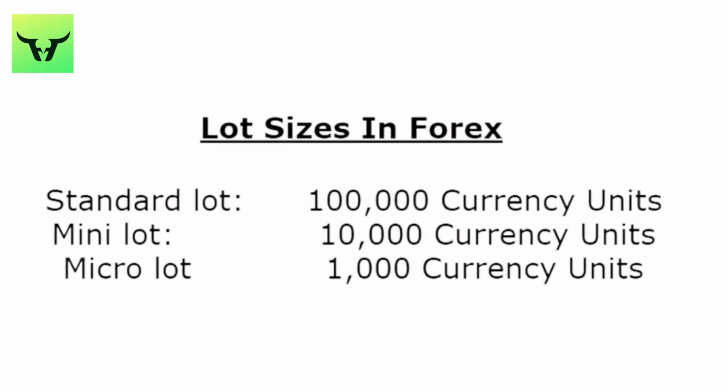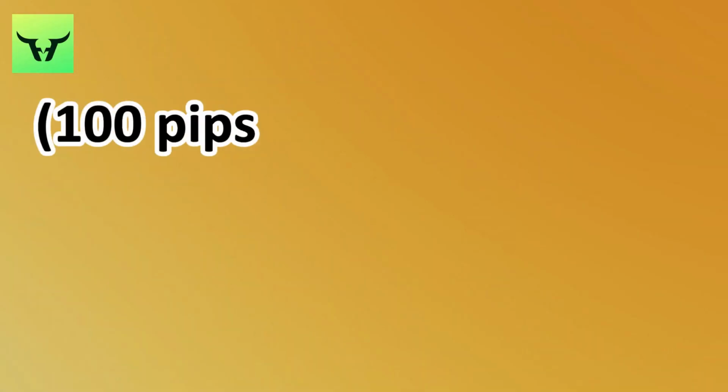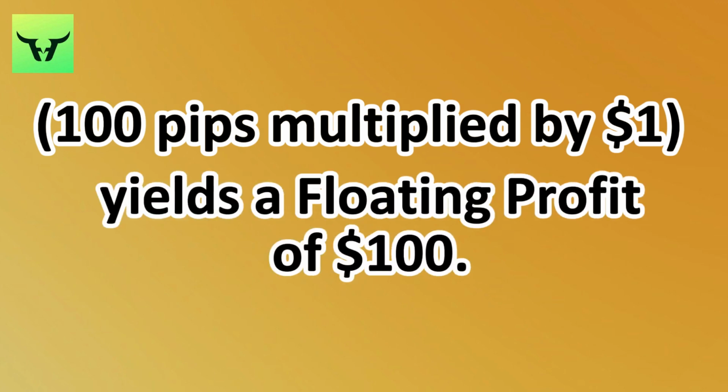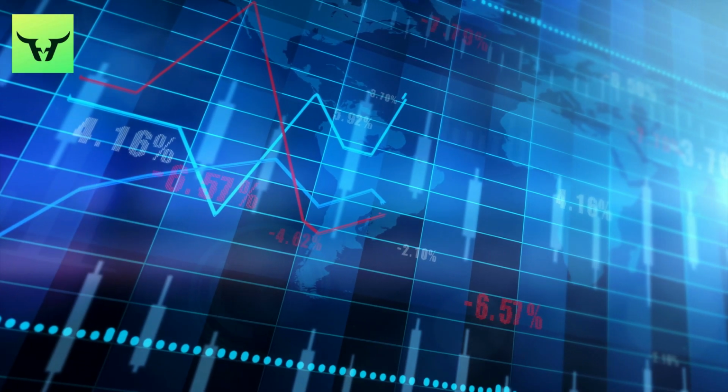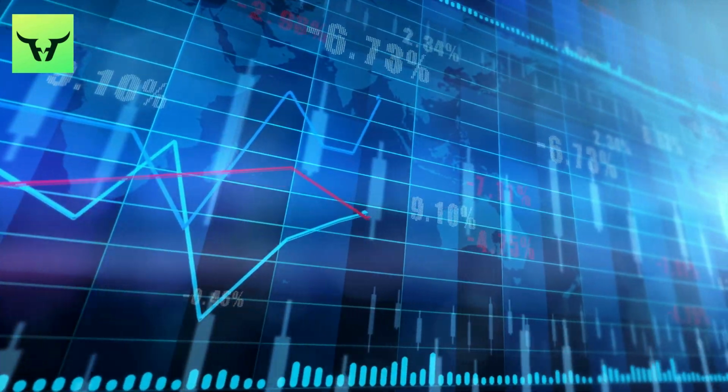The position is currently up 100 pips, and since you're still trading the smaller lot, each pip is like a small victory worth $1. So, fast maths, 100 pips multiplied by $1 yields a floating profit of $100. It's similar to turning the tables in the market game, from a likely loss to a win.